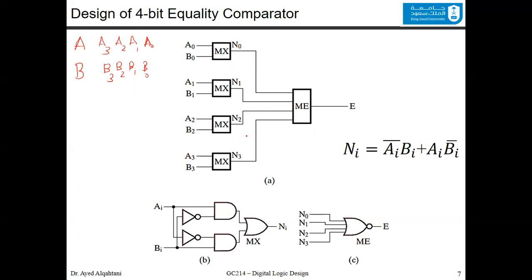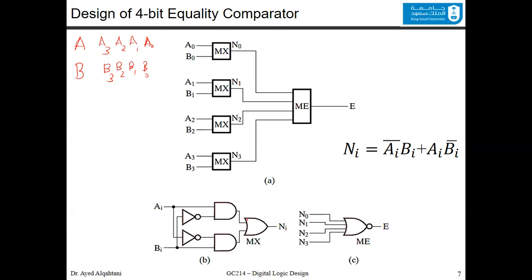The resulting N's, starting from N0 to N3, will go to this block, which we call ME, to get the final result. Now, each one of these N follows this function, which is basically an XOR. You know, it's Ai bar Bi or Ai Bi bar, meaning this MX block, inside it, we have an XOR gate that is implemented using AND and OR.